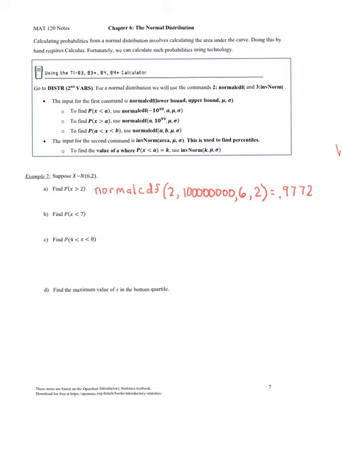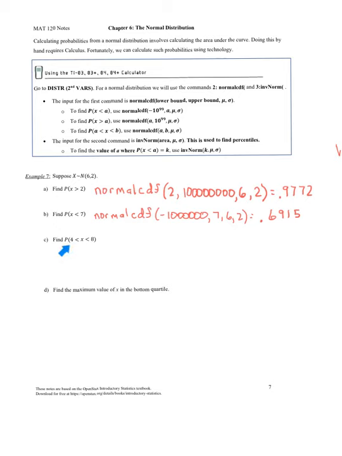Let's continue with example B, for when the probability of X will be less than 7 in our normal distribution. Since X is less than 7, we're going to use this keystroke right here. So let's go ahead and do that. We're going to type in our normal CDF of a very, very small number, our random variable, our mean, and our standard deviation. We'll plug that into our calculator, and we should get 0.6915.